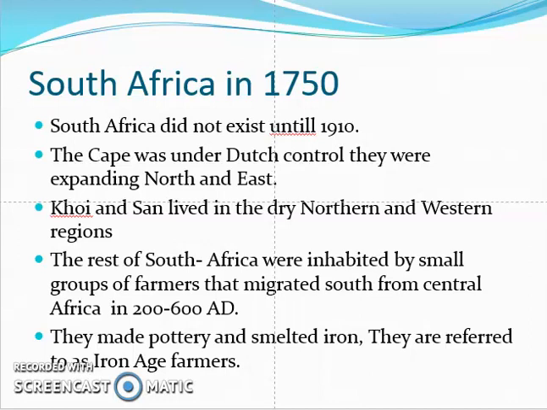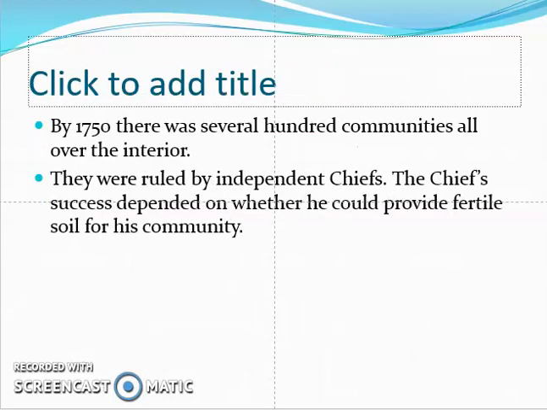They made pottery, they melted iron, and they are referred to as the Iron Age farmers. By 1750, there were several hundred communities all over the interior, and they were ruled by independent chiefs. Now, the chief's success largely depended on whether he could provide fertile soil for his community. If it was a good year and there was lots of rain and everybody could plant and everybody was happy, then the chief was safe.